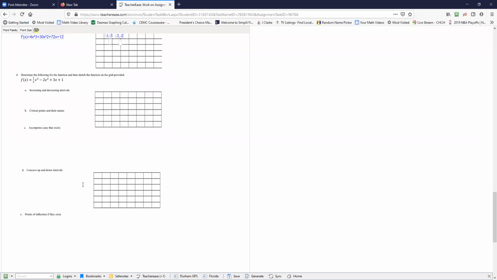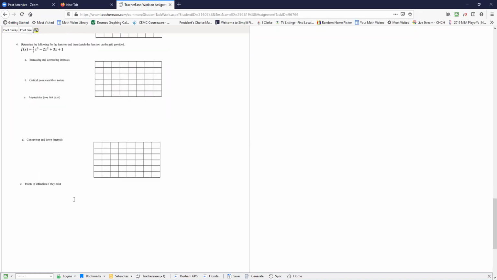Concave up and down, we just touched on that a few minutes ago. We're looking again for the second derivative to be either positive or negative. Second derivative is positive, it's concave up. Second derivative is negative, it's concave down. You need a table for that one, so set up your table. Again, you have to get your second derivative first though. Set it equal to 0, find the points that make that second derivative equal to 0, and split up your table into those sections.